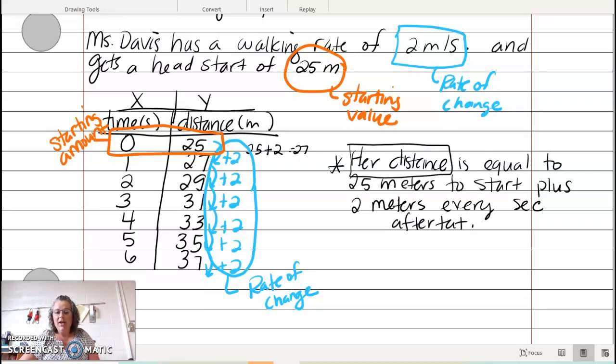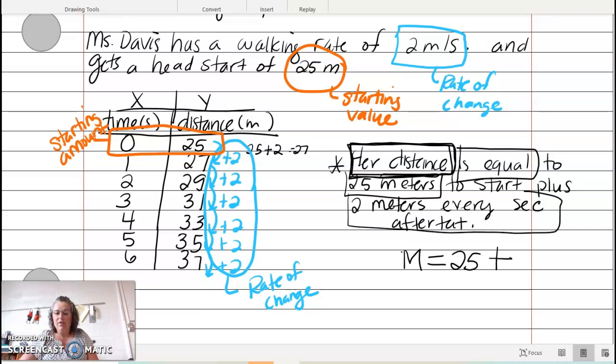Now, if I wanted to know any distance, I don't want to write them all down. I just want to give one variable to represent all of them. So maybe her distance, we'll call that m for meters walked, is equal to, so here's the is equal to, the 25 meters. Did that change? No, she always walked the 25 meters. So the 25 meters to start plus 2 meters every second after that.